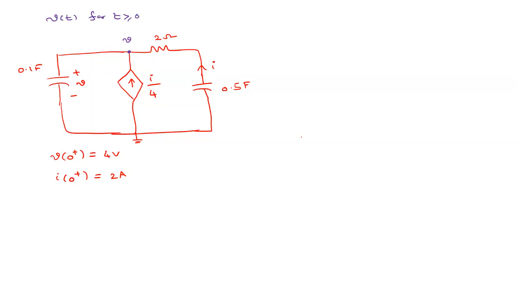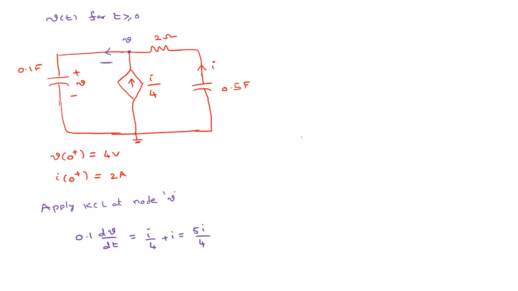If this is V, we can apply KVL or KCL. If we apply KCL at this node V, with the current directions already given, what is the current here? It is 0.1 dV by dt, the outgoing current. The incoming currents are I/4 plus I, which is equal to 5I/4.